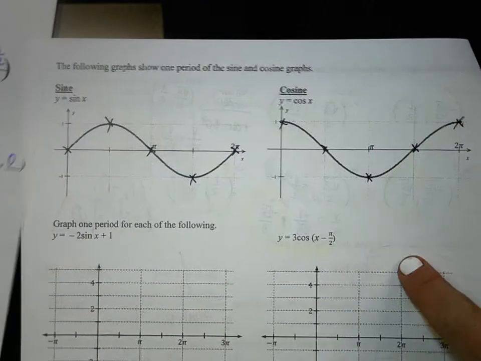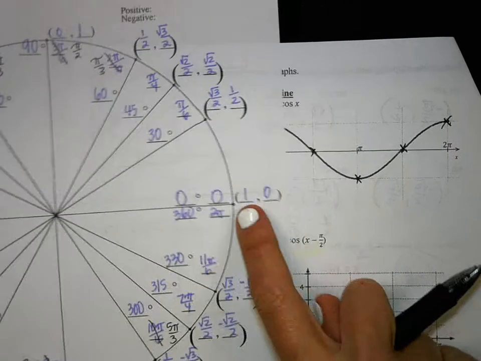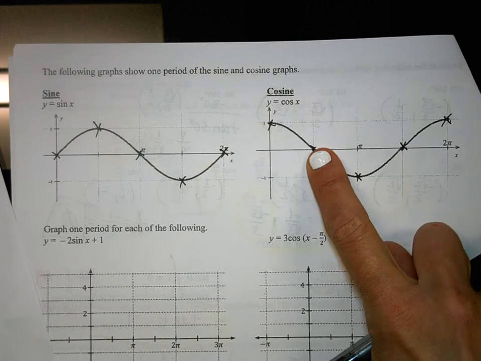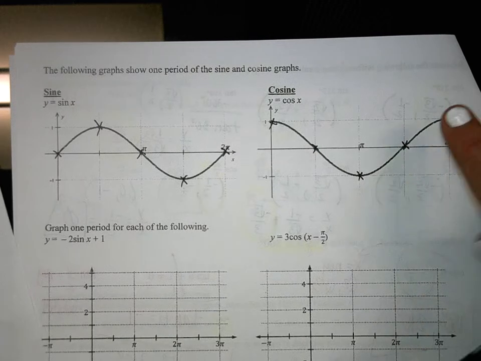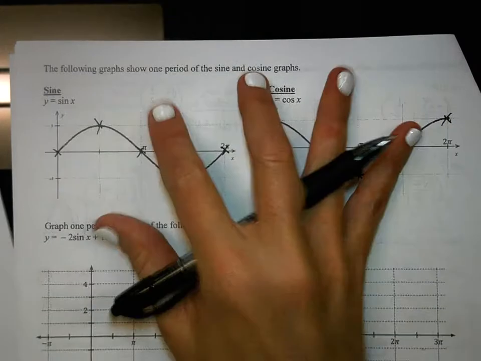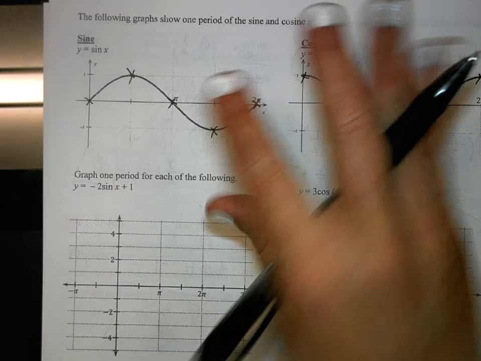And cosine is dealing with the x's. And so same thing. So see how the x starts at 1. It starts up at 1. And then it goes to 0. And then it goes to -1, and then back to 0, and then back to 1. And so all of the information for these graphs are on your unit circle. Okay? This is dealing with a sine graph.